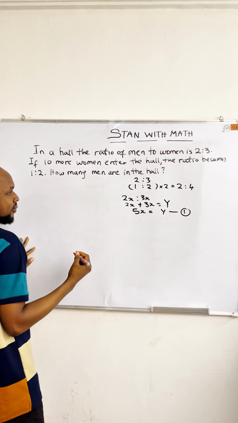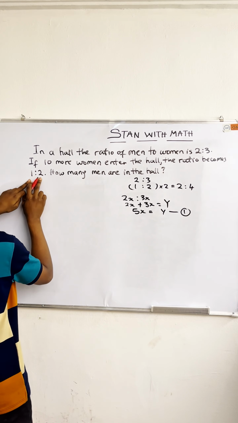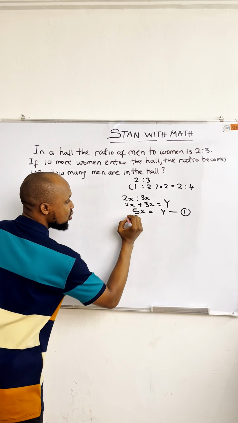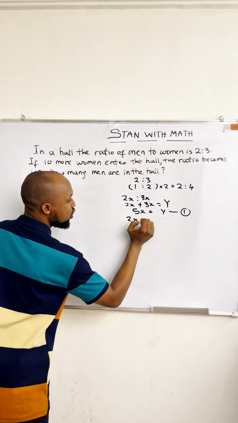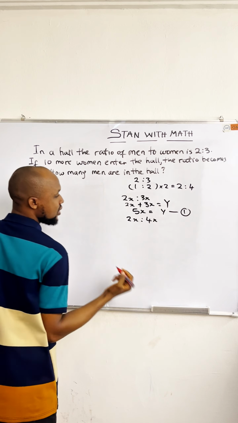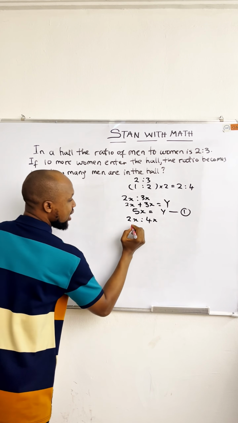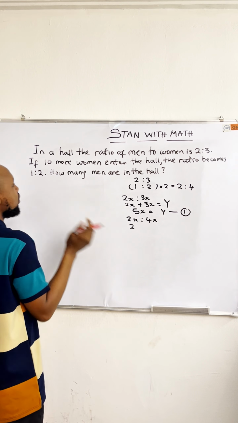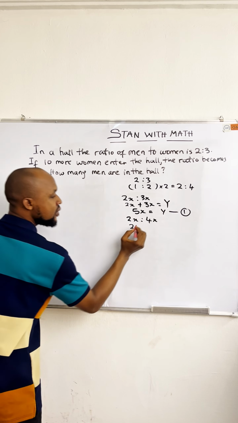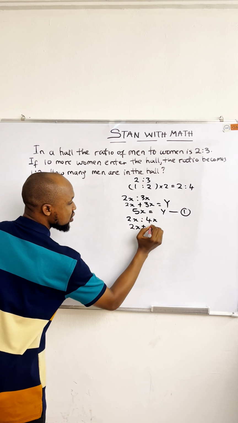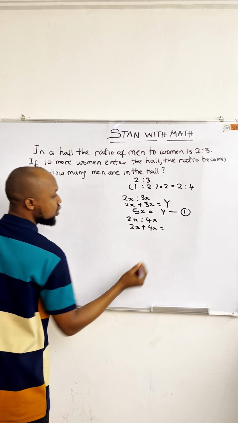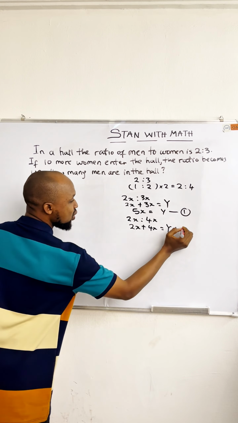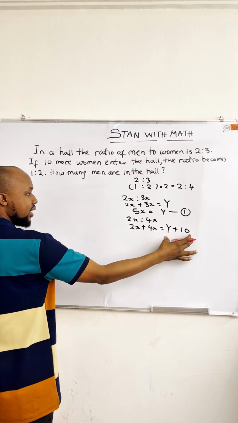That's the first equation. Now let's go to the second scenario, which is now 2:4. We can still write it as 2x ratio 4x, right? So now when we add this together, this 4x is the final number of women when we have 10 more women. So this is 2x plus 4x is going to give us y plus how many? 10. Why? Because we have 10 more women joining the hall.